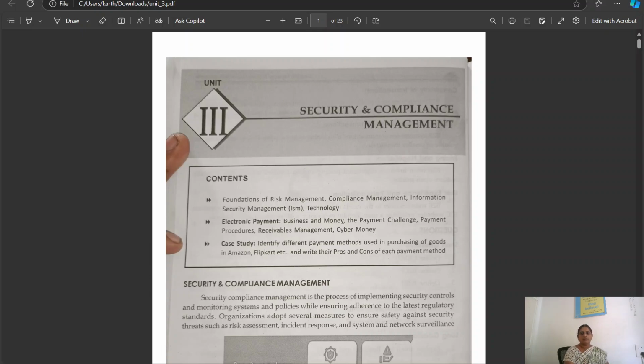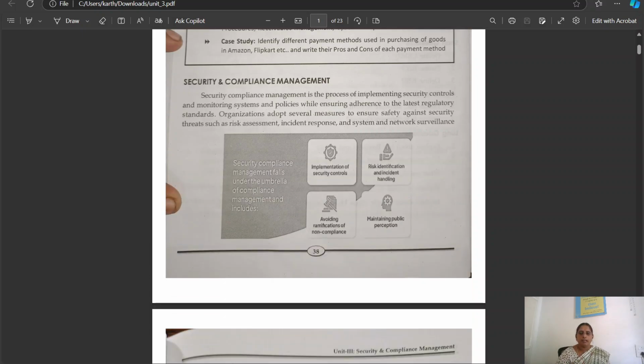So the topics covered in this session are foundation of risk management, compliance management, information security management, technology, and electronic payments. The different terms related to electronic payment are business and money, the payment challenge, payment procedures, receivables management, and cyber money. And the case studies related to security and compliance management also. Coming to the first topic, security and compliance management.